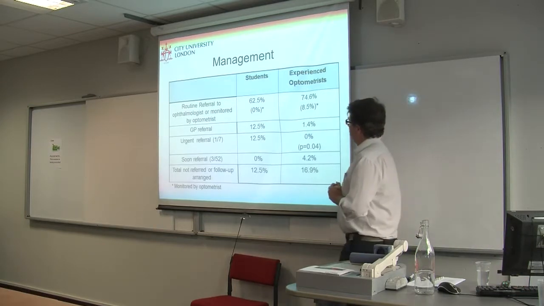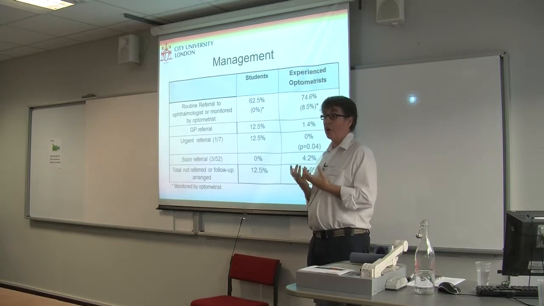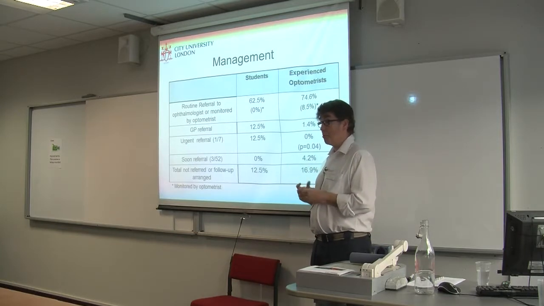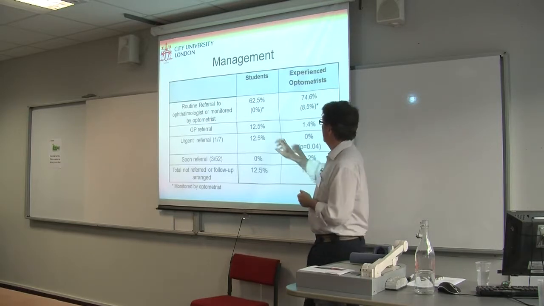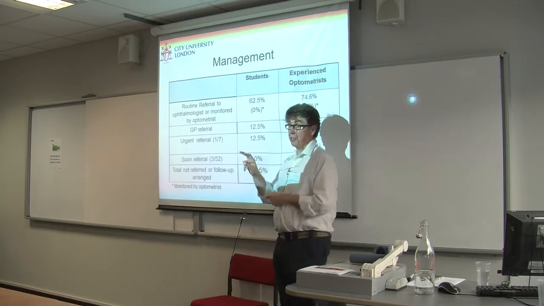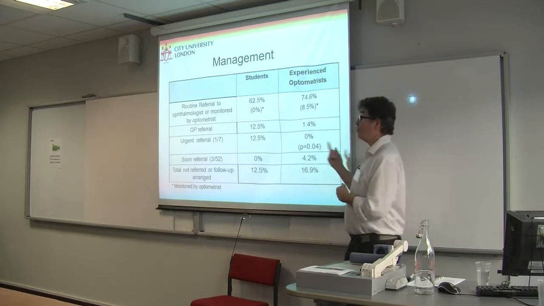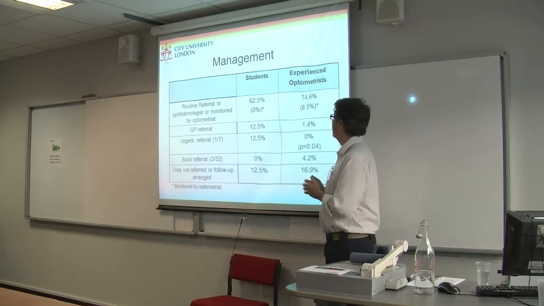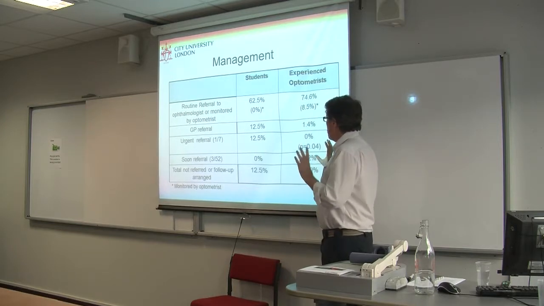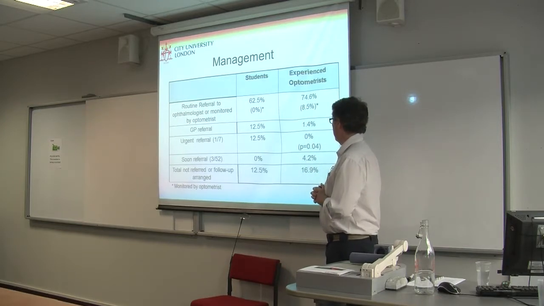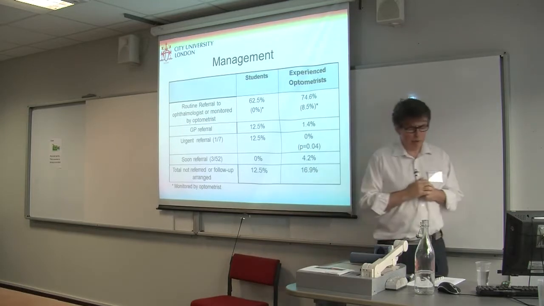When it comes to management, well, as luck would have it, the management of ocular hypertension and the management of glaucoma is the same. It generally instigates a referral. And so even if the student optometrists were getting the diagnosis wrong, they would often get the management right in deciding to refer. And again, very little difference, in fact no statistical difference between any of the groups, with just one exception around urgency of referral.